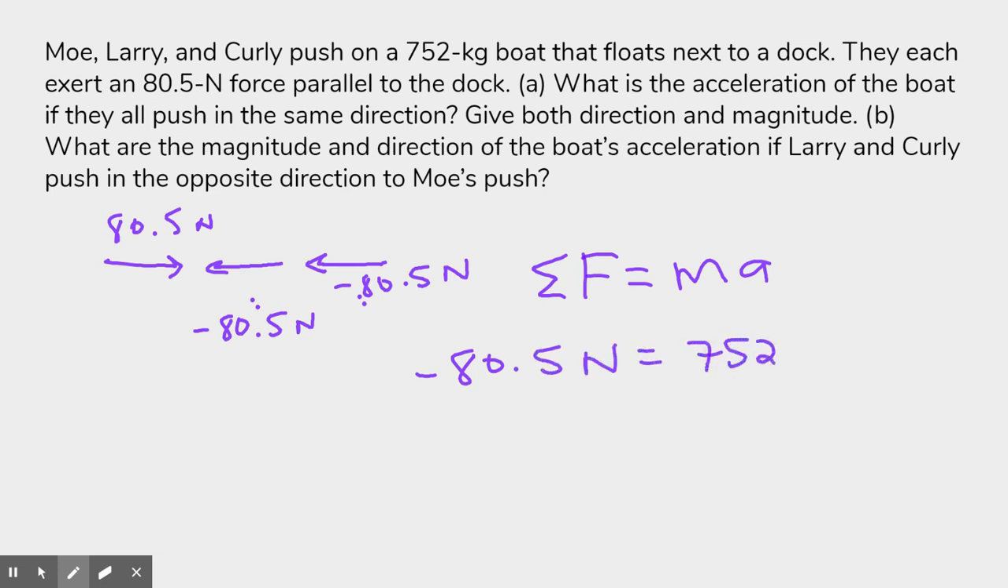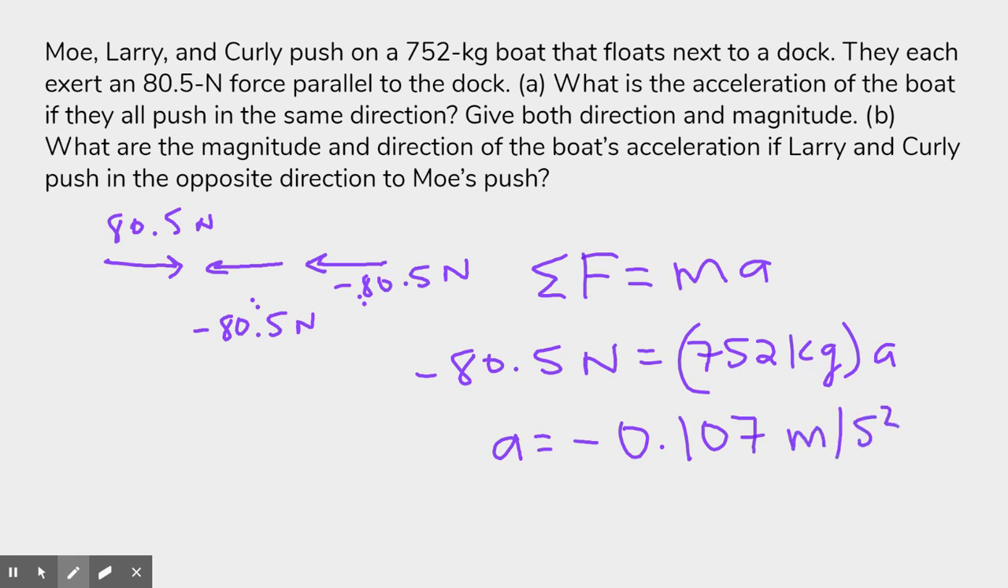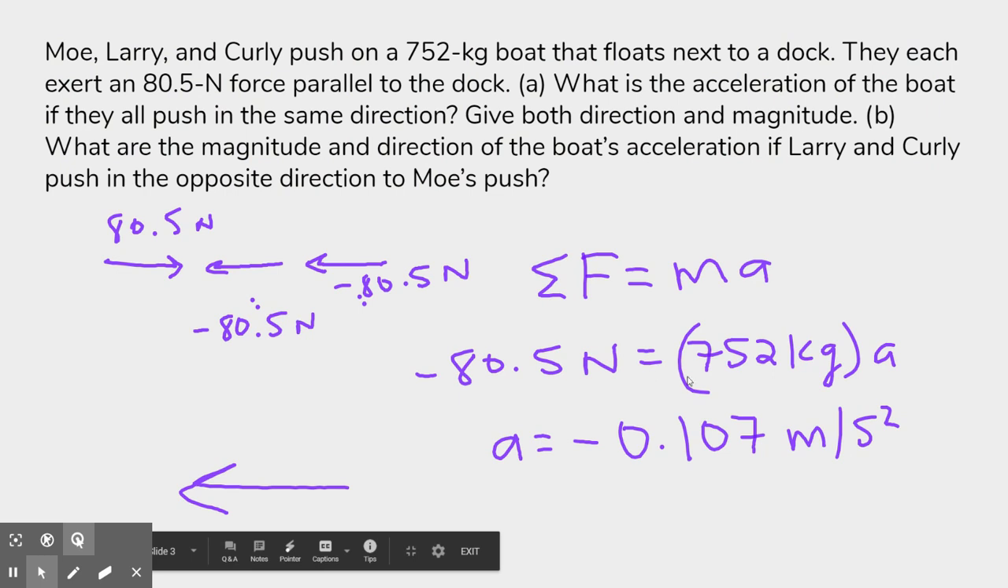Our mass has not changed. It stays at 752. And you should have solved for acceleration like this. So the acceleration will now be a negative value. It will be negative 0.107 meters per second squared. So in this case, we see that the boat will begin moving in this direction very slowly. Okay. Next problem.